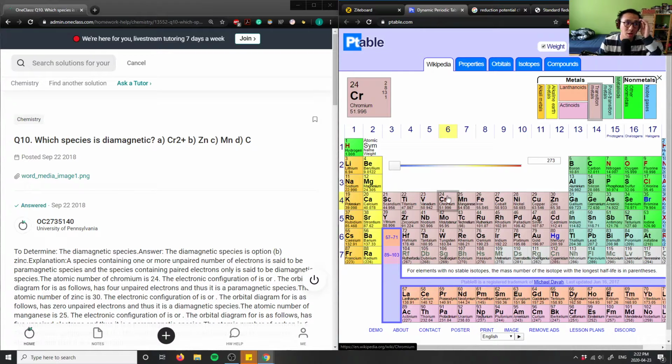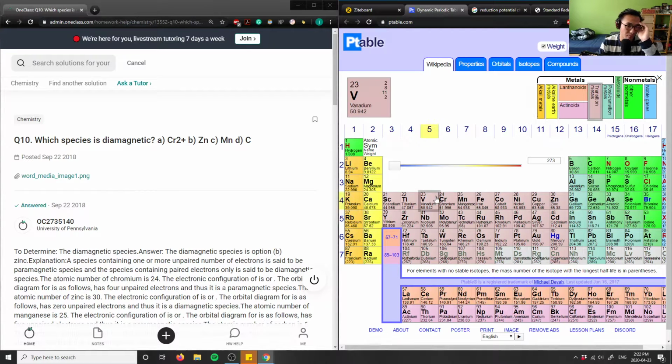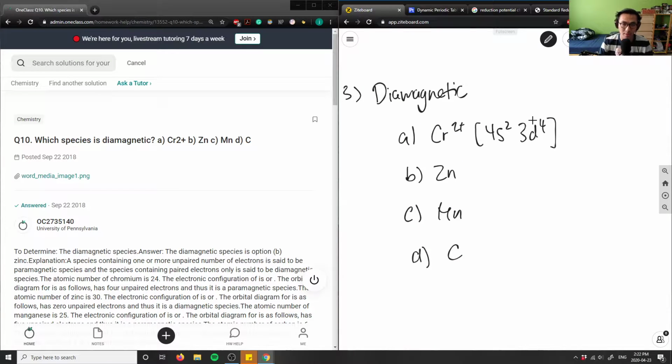However, I have a charge of 2 plus, right? So I'm losing 2 electrons from chromium here. I would have to subtract 2 electrons to make a 2 plus charge, so this would now be 3d2. Now, is this diamagnetic? In this case, it's not. It's paramagnetic, and the reason is because this 3d shell is not filled. Therefore, it's paramagnetic and not diamagnetic.